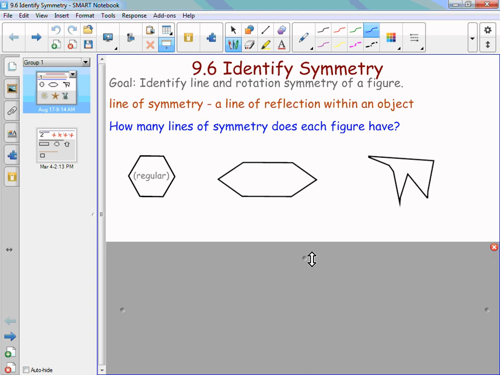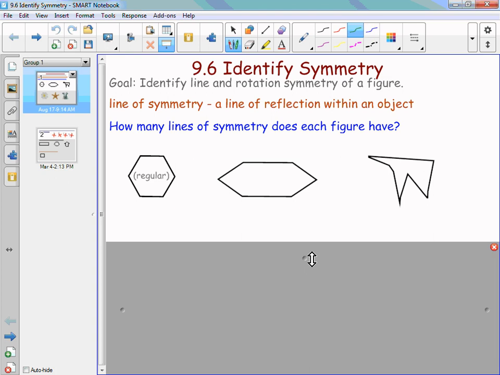Basically, if you can take an image and fold it in half and have both halves identical, then you have what's called line symmetry. So for each of these figures, we are asked to find how many lines of symmetry does each figure have. So we have a regular hexagon, a horizontally stretched hexagon, and whatever this shape is here.